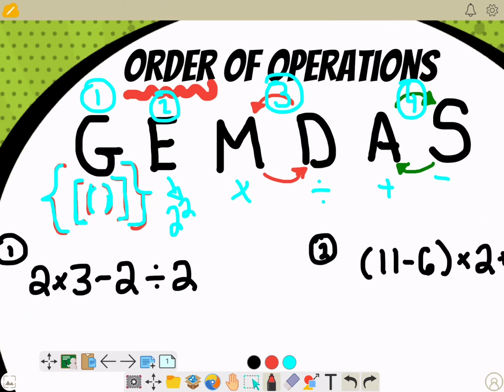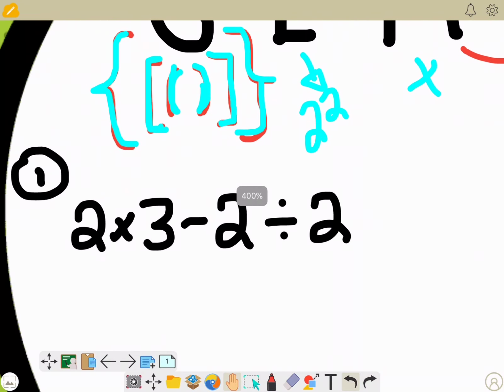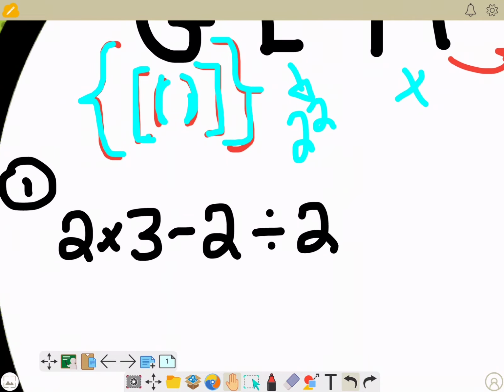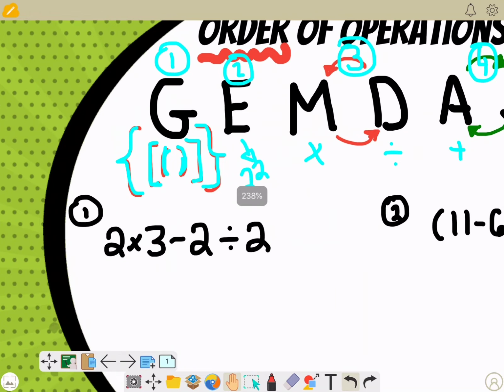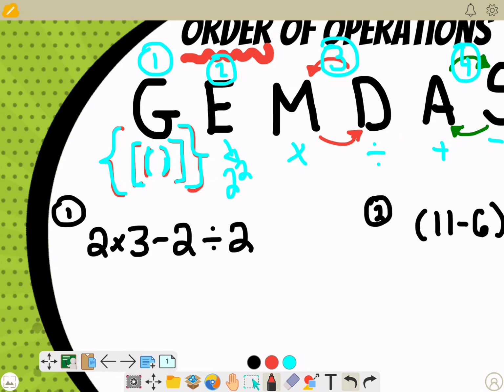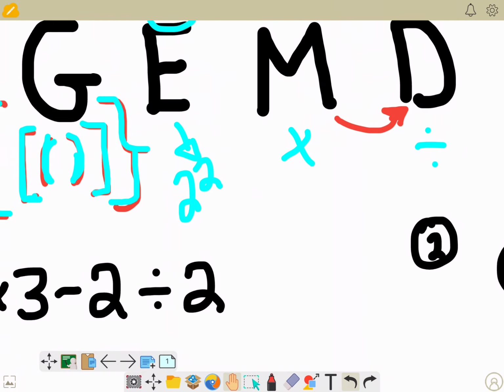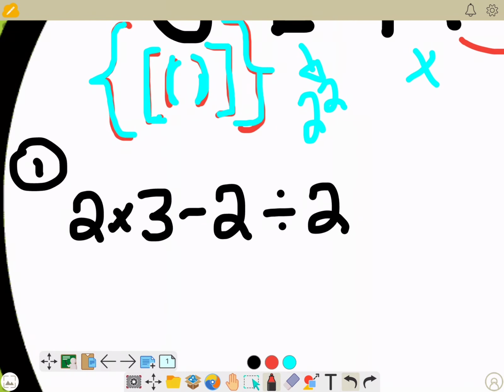So let's do a couple examples, and we'll start with number 1, which is 2 times 3 minus 2 divided by 2. So the first thing you need to look is say, do I have any groups? I don't see any, so I'm done with step 1. Do I have any exponents? No, I'm done with step 2. Now I'm looking at multiplication or division. Which one comes first? Well, I see a multiplication sign, subtraction sign, division sign. This multiplication sign is going to go first.